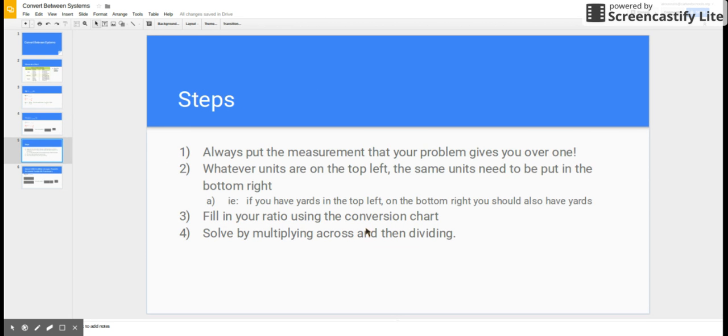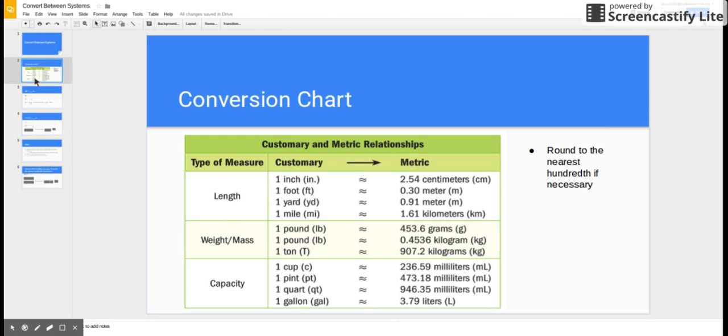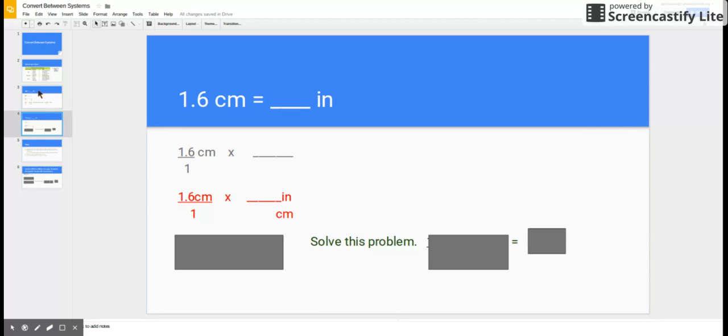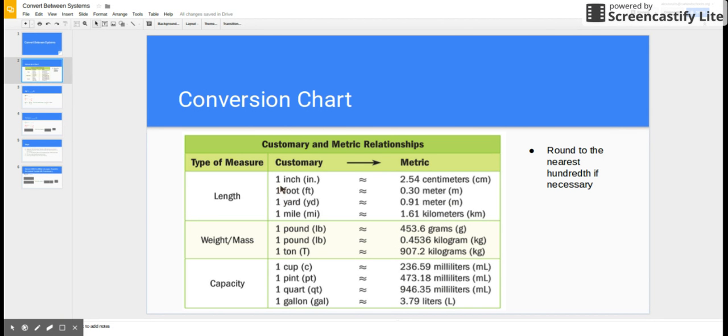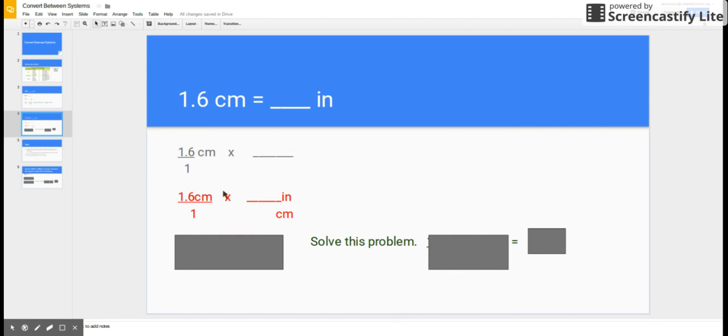So then I'm going to fill in my ratio using the conversion chart. I'm going to go back to the chart. I believe the ratio that I'm looking for is inches to centimeters. So 1 inch is equal to 2.54 centimeters. I'm going to put 2.54 here because that's where the centimeters are, and I'm going to put 1 inch up here because that's where the inches are. Okay, so I have 1.6 times 1, and then 2.54. So this ratio times this ratio.